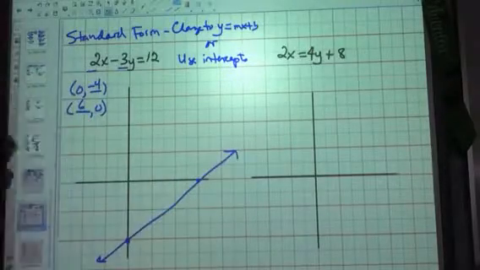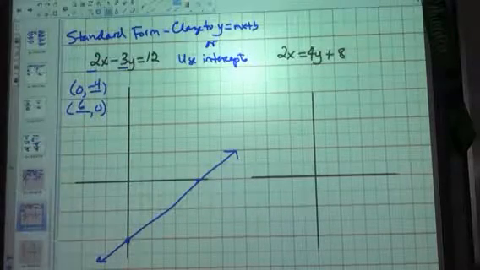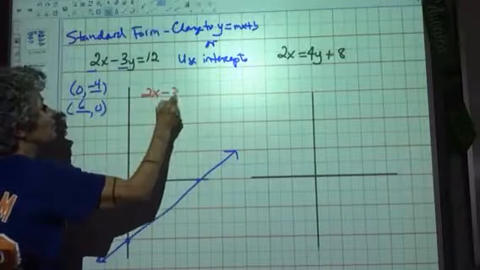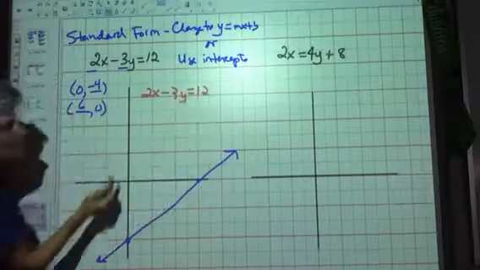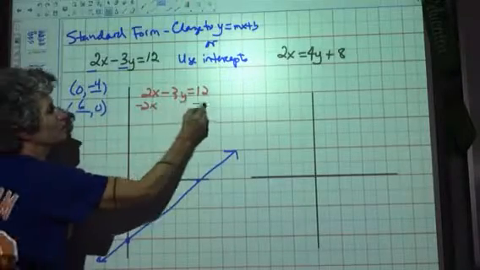So that's using the intercepts. An intercept is where you cross an axis. Or I could take it, and it's 2x minus 3y equals 12. I could solve that for y. So it means I would subtract a 2x from each side.